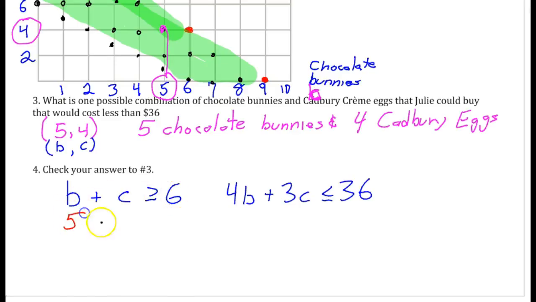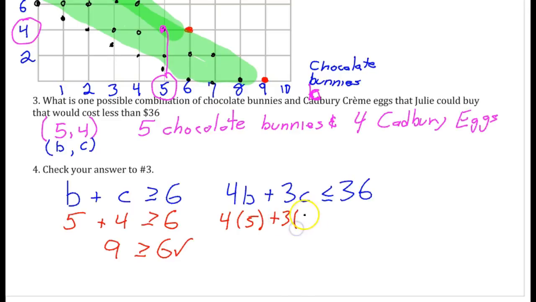So we can try here, 5 plus 4. You know, you just verify algebraically. Oh yeah, 9. 9's bigger than 6, so that's good. That checks out. That's a true statement. And then you're going over here and plugging in 5 and 4 and making sure that it all costs less than $36. So when you plug in the 5 bunnies and 4 eggs and you calculate how much they would actually cost, you get $20 plus $12, right?